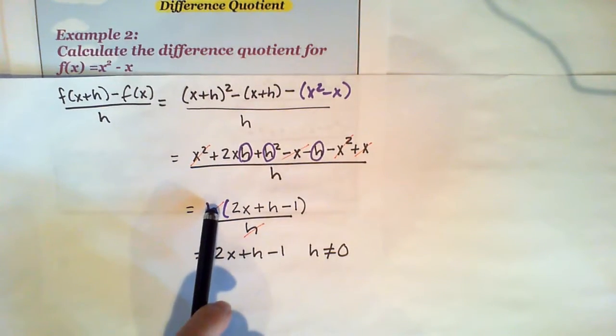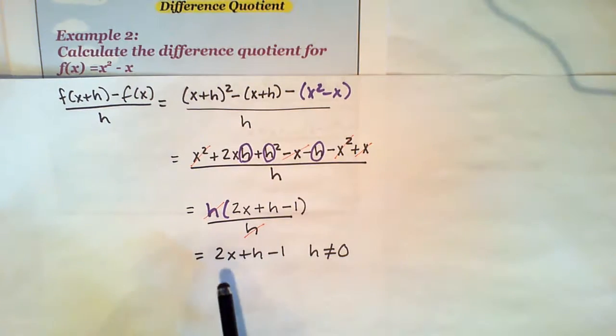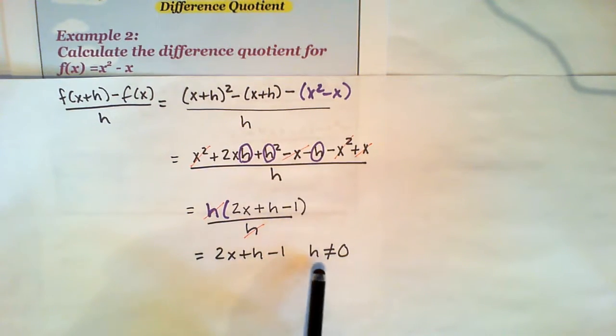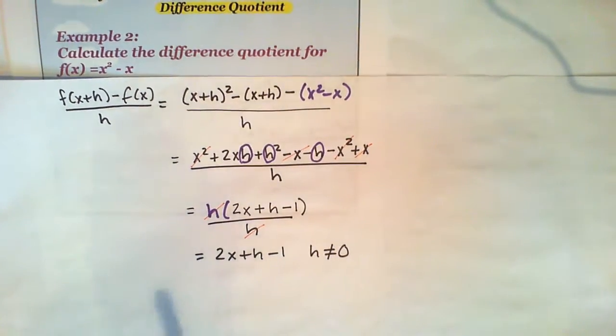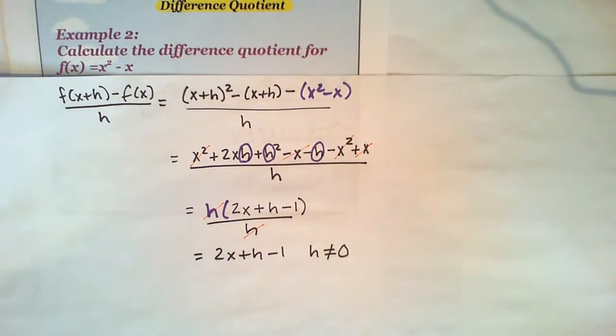That allowed me to cross off an h from the numerator and the denominator. I'm left with 2x plus h minus 1, where h doesn't equal 0. That is my difference quotient. So take a look at that if you didn't get the same thing or you got stuck along the way.